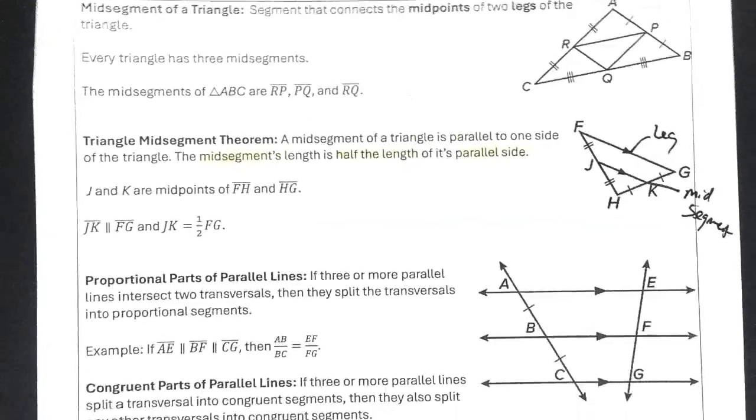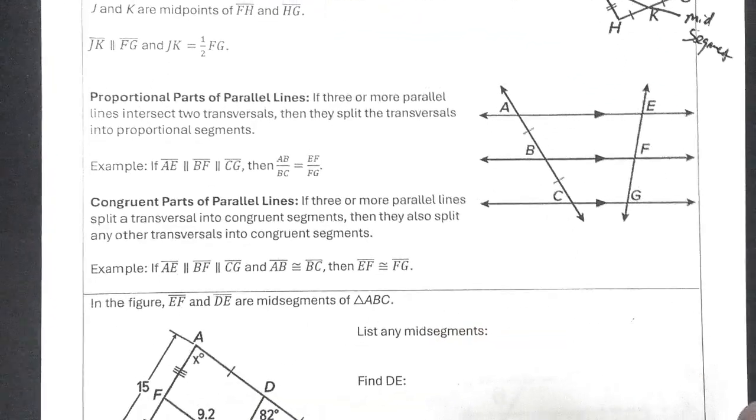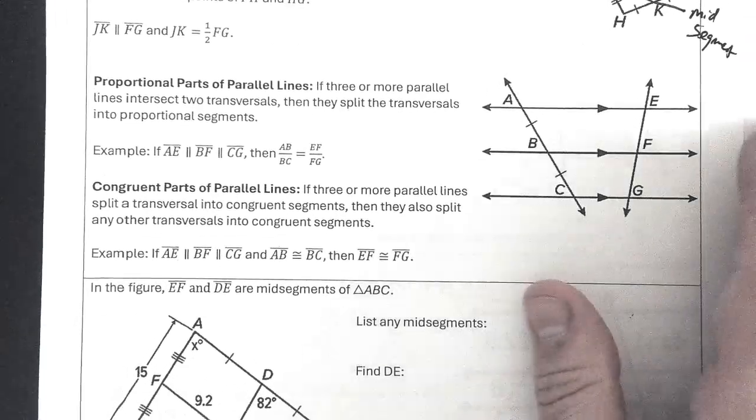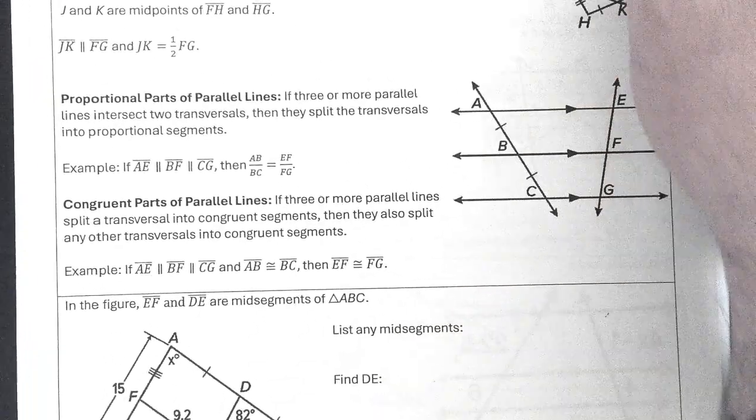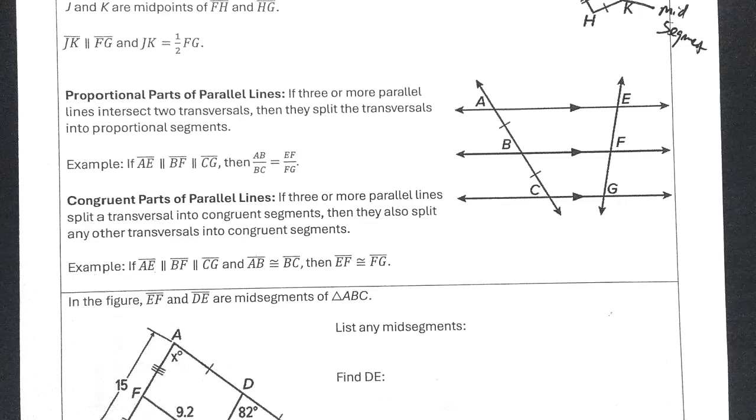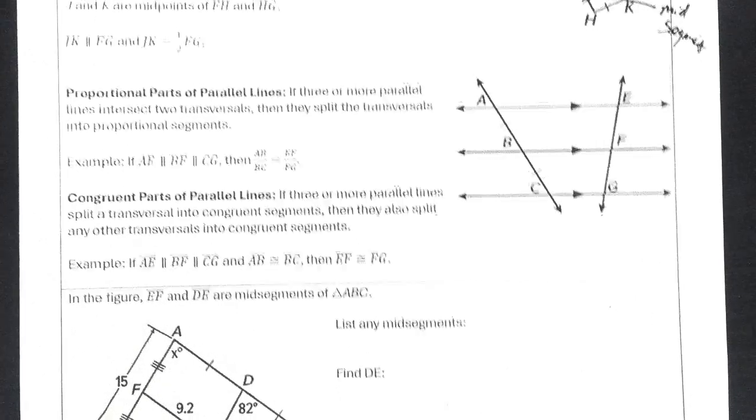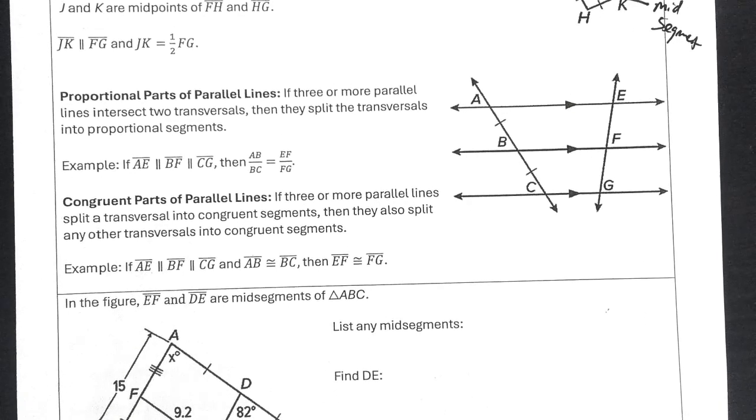All right, proportional parts of parallel lines. Peter Piper picked a pack of pickled peppers. There's your bonus for anybody that's listening. Peter Piper. Anyway.